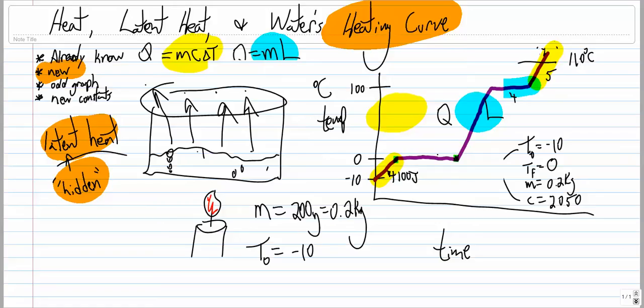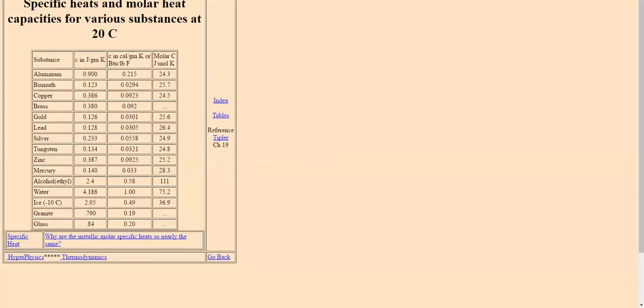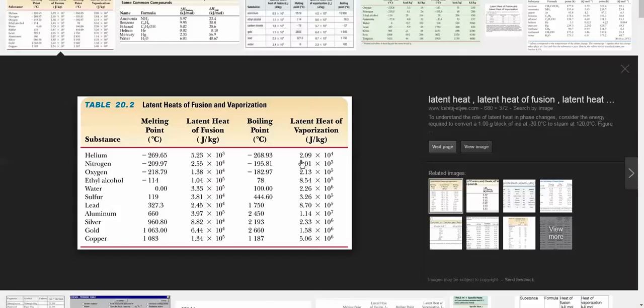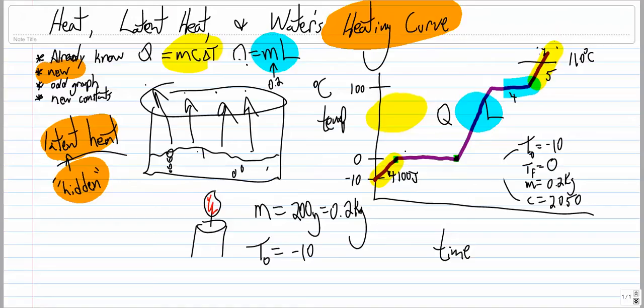So then the next part, this flat part right here, we're going to use the easy equation, Q equals mL. And that is going to be our mass, which was 0.2. And then we need to find L. And this was the heat of fusion. The heat of fusion of water is, and it's nice, it's already in joules per kilogram, so 3.33 times 10 to the 5th. Okay, so L equals 3.33 times 10 to the fifth.